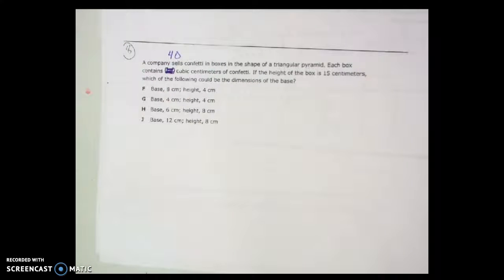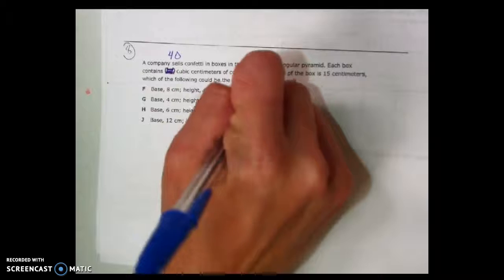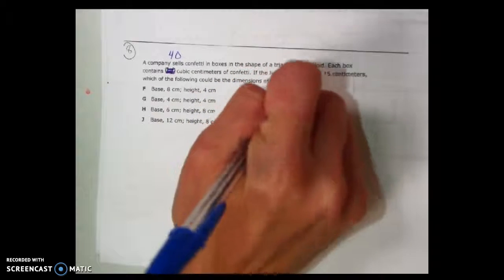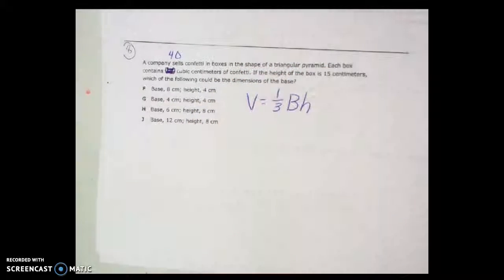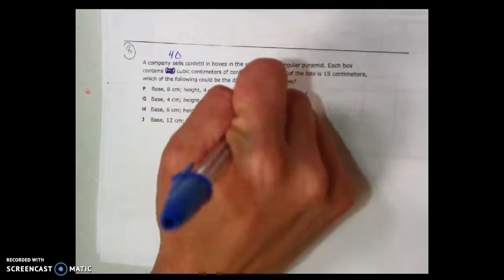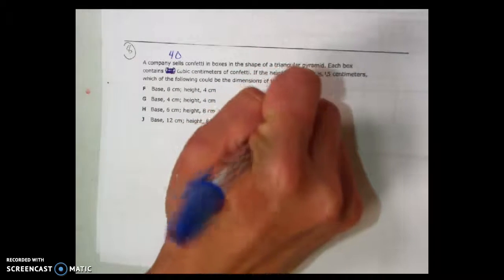Okay, down here on number 8, we changed this to be a 40, so it would come out a little nicer. The company sells confetti in boxes in the shape of a triangular pyramid. So automatically, I should write this formula because we're talking pyramid. Each box contains 40 cubic centimeters of confetti. Cubic centimeters, that means 40 is my volume.